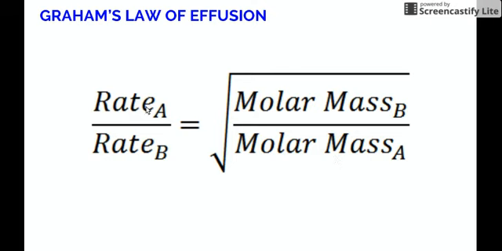So if the velocity of A is in the numerator on the left side, its molar mass should be in the denominator on the right side. And similarly, if the velocity of your gas B, whatever is your assigned gas B, is in the denominator on the left side, it should be in the numerator on the other side. Take note, this is the only expression for Graham's law.